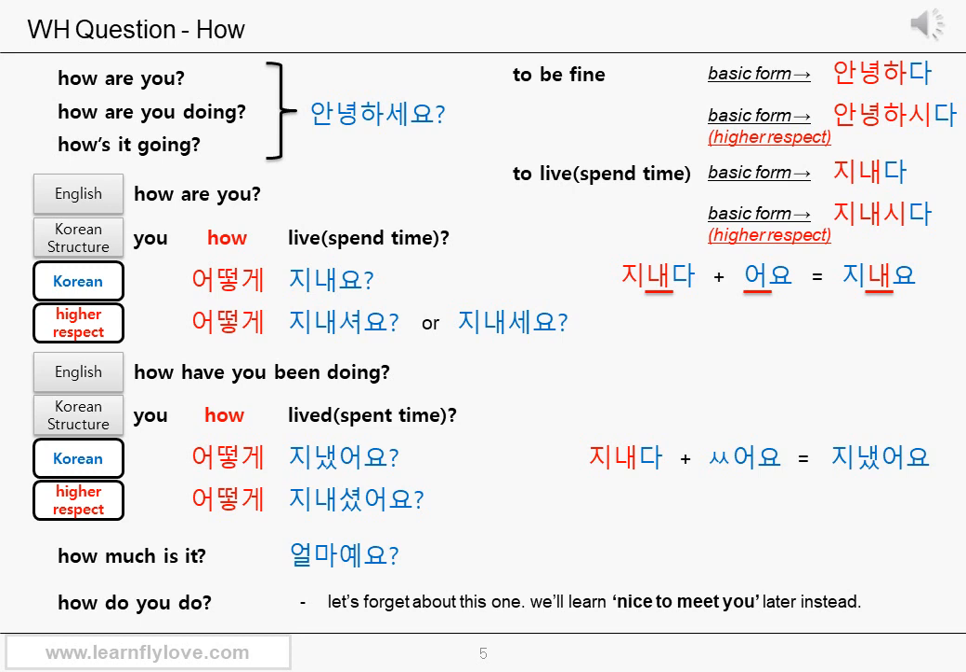Well is 잘. 잘 in Korean. So 잘 지내요? Are you doing well? How about how have you been doing? You just need to turn the verb 지내요 part into the past tense.